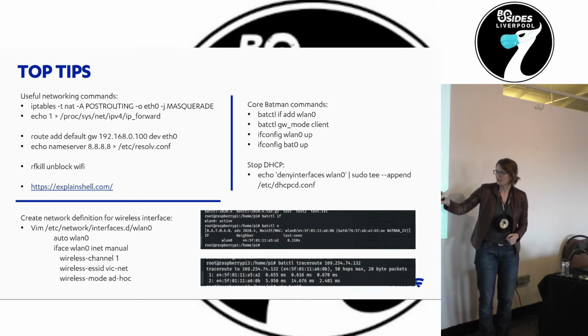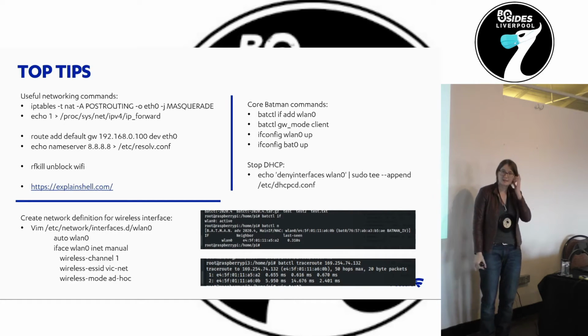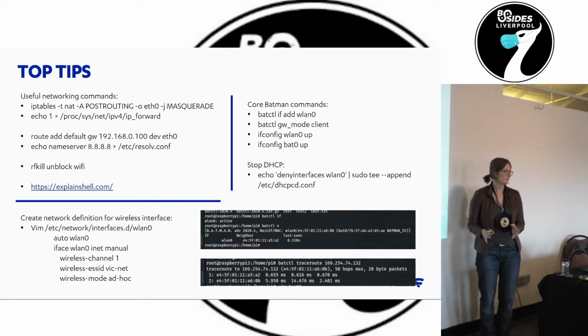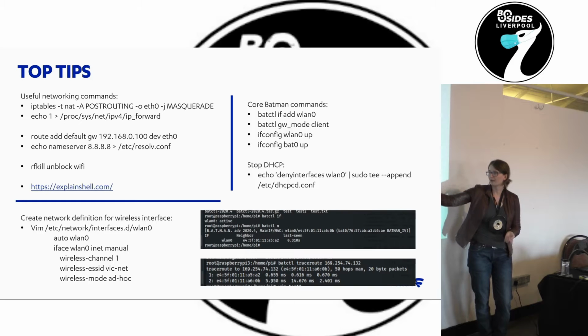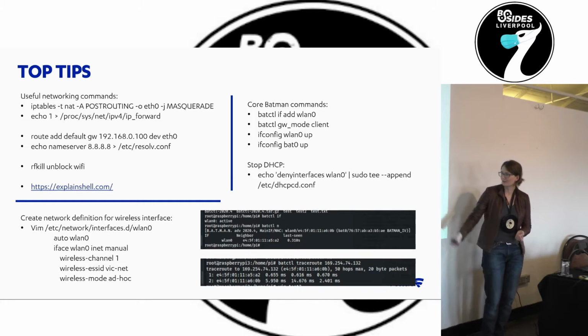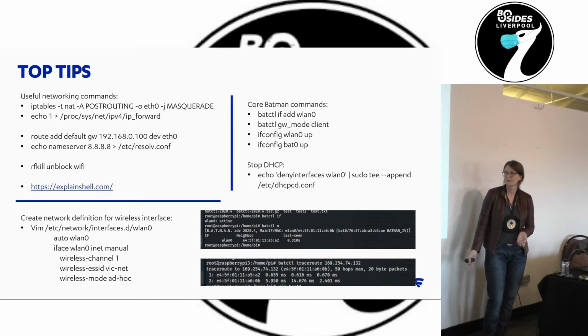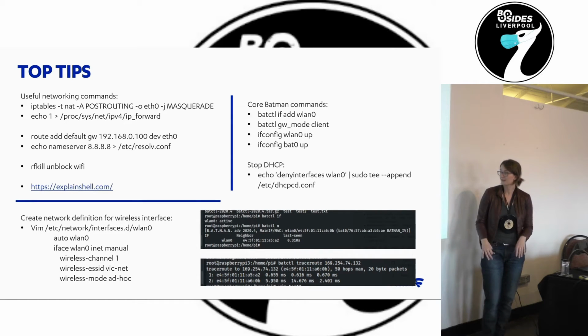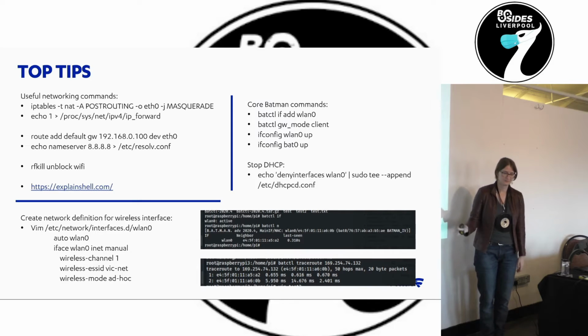Bottom left, network definition for creating wireless interfaces. If you're setting up a wireless mesh network with the Raspberry Pis, you just want to create a file at that location. I'm using Vim because I hate myself, and that's a list of what you'd want to put in that file. I've just got a little mesh network called VicNet. It's not very secure because I'm lazy, but that's basically the wireless network that things have been inducted into.